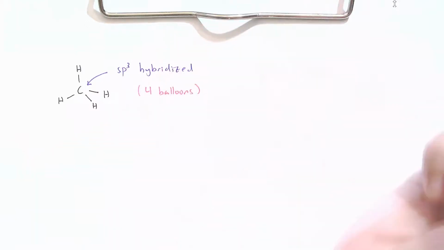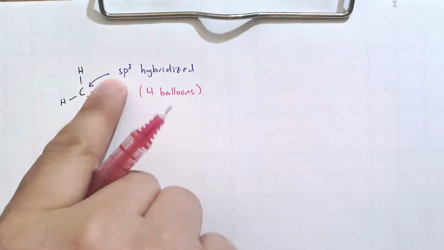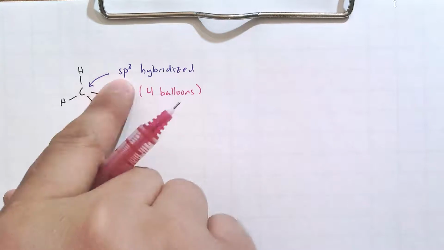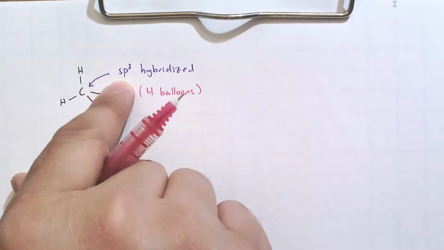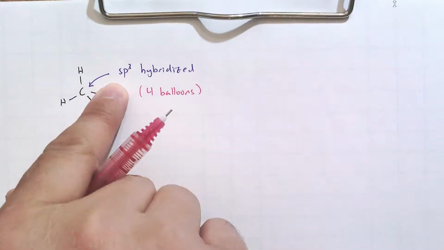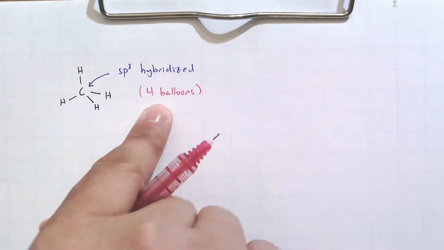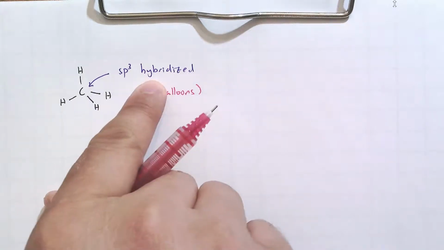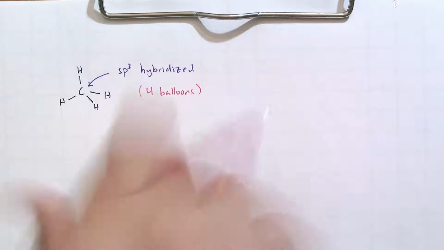It's not a coincidence that you see literally s plus p plus p plus p. Four atomic orbitals were mixing to result in four balloons of hybridized orbitals. Okay.